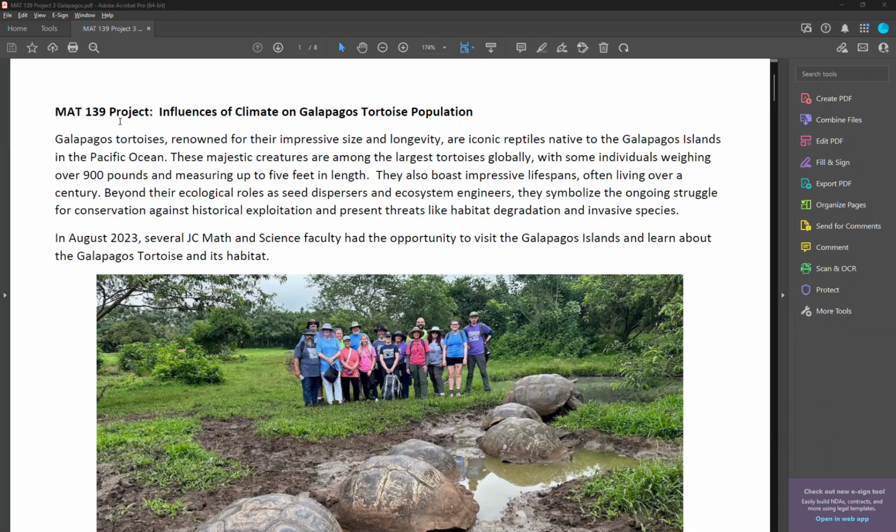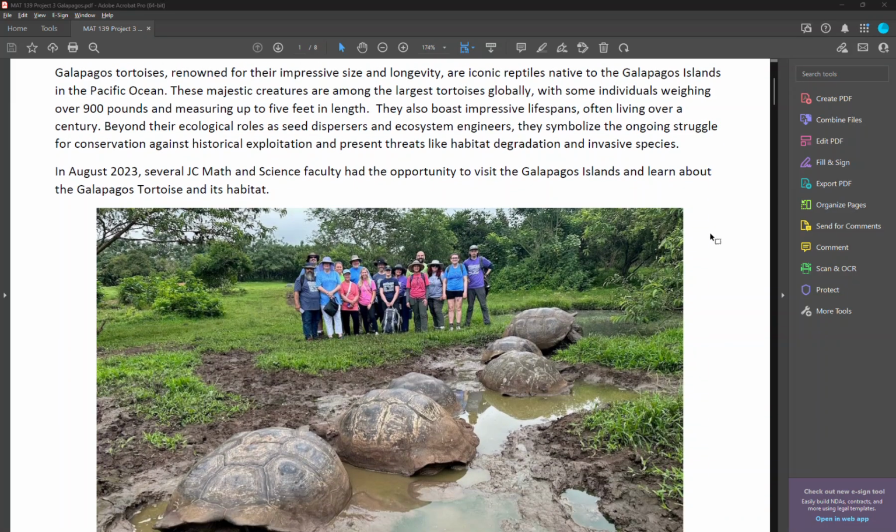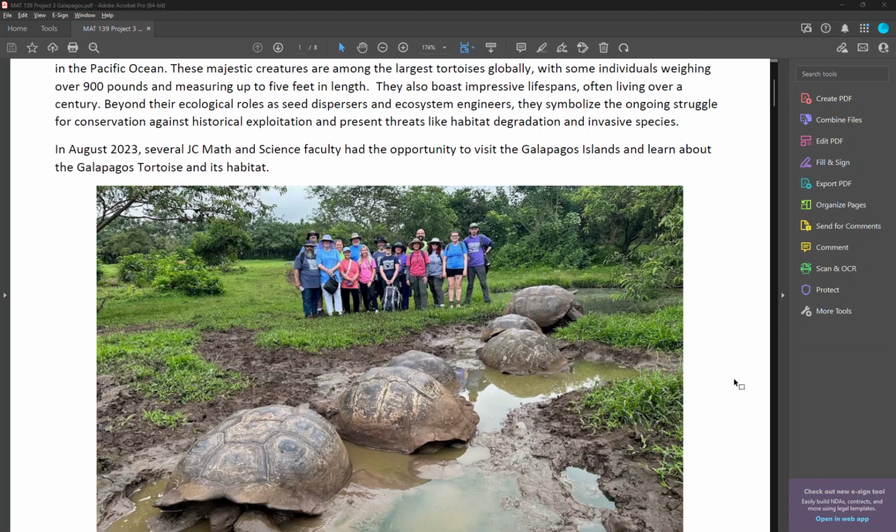The title of the project is The Influences of Climate on the Galapagos Tortoise Population. You can see a picture down here of several Galapagos tortoises, along with several of the math and science faculty who went to the Galapagos Islands in August of 2023. I'm wearing the pink and the hat right here, that's me. And then Miss Christie's over here in the pink next to her daughter.